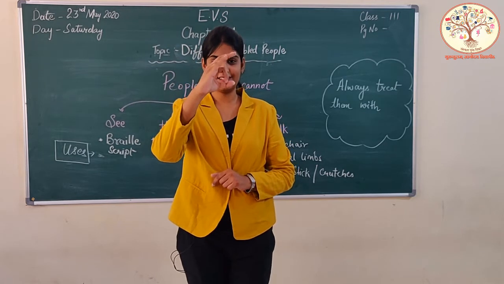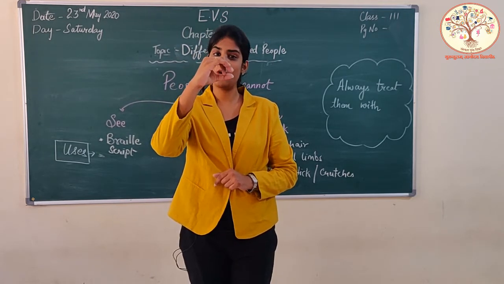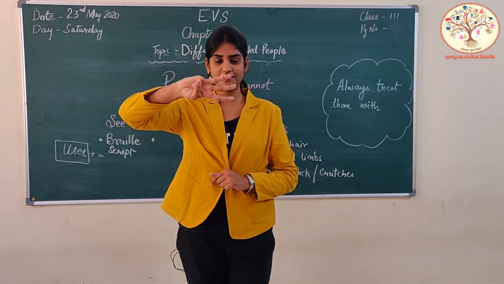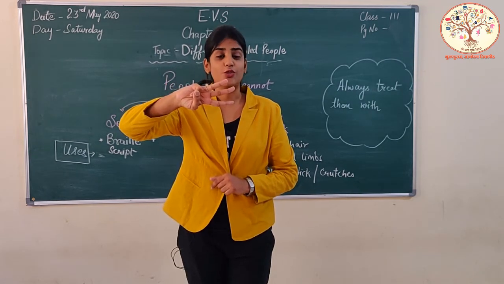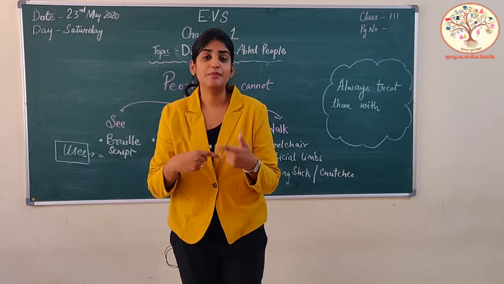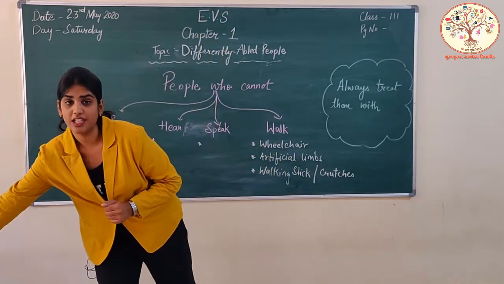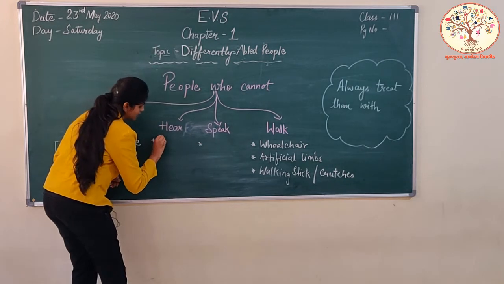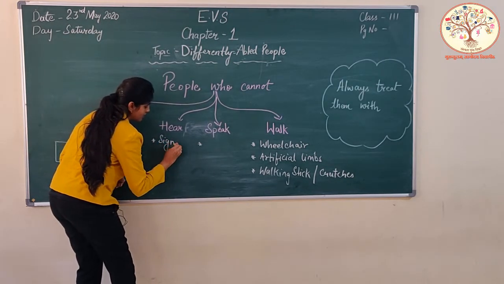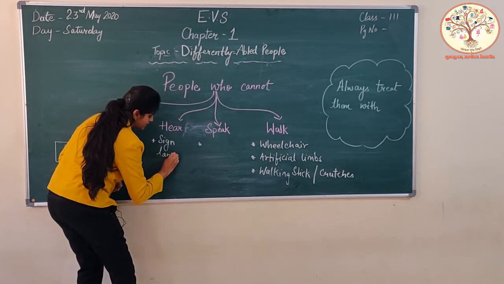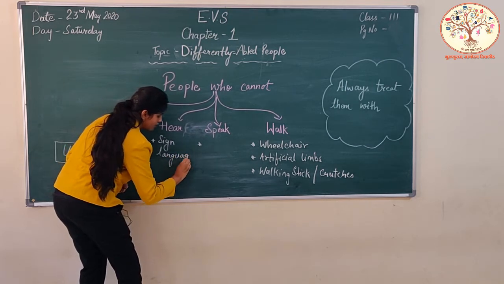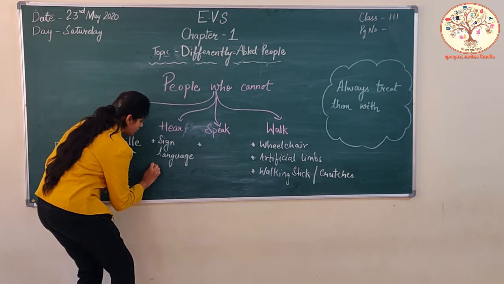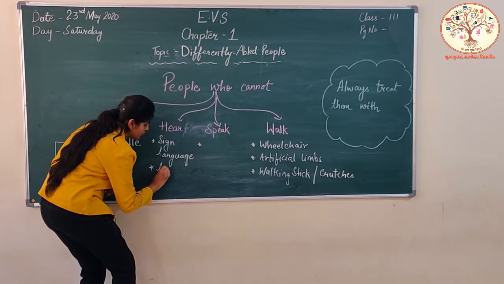Now, can you guess which letter I am showing you? L, O, V, E. So what does it become? Love. By this, the people who cannot hear can use sign language to overcome their disability, or they can also read lips.